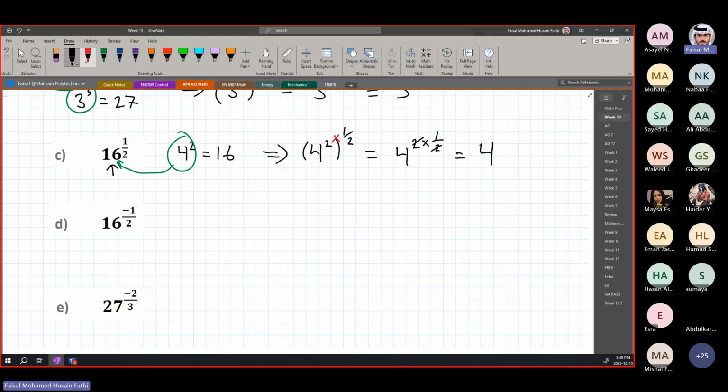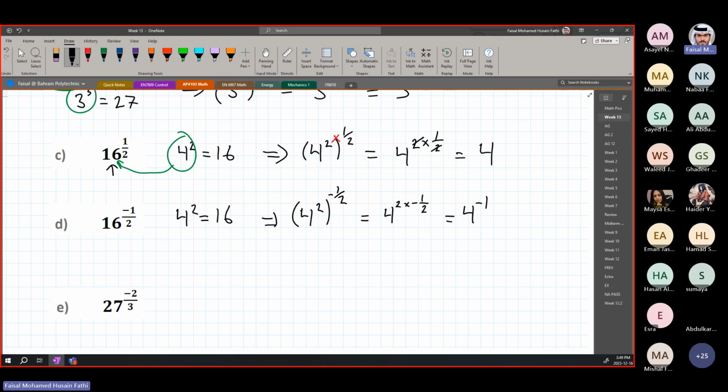Same exact thing here, but here you have a minus. So we will do the exact same thing. 4 squared is equal to 16, which implies that 4 squared to the power of minus half. And then the same steps as we did earlier. So this is basically 4 to the power of 2 times minus 1 over 2. We have a minus, so this is equal to 4 to the power of minus 1.